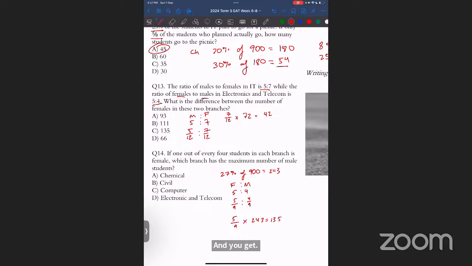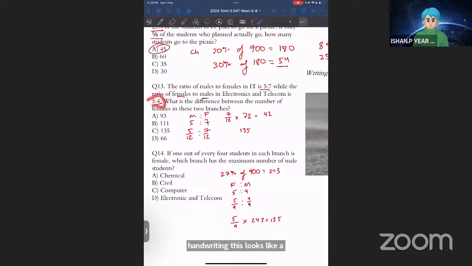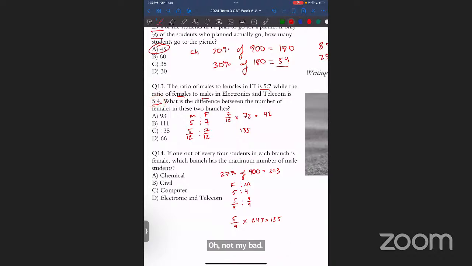Melvin, for the fractions, isn't it supposed to be 5/14? No, it's not. Because there is 5 females for every 4 males, so there's a total number of parts of 9 parts. I think you might have got confused because my handwriting, this looks like a 9, but this is a 4. Oh, my bad. Thank you. That's all good. Yeah, so 5 ninths of 243 is 135, and then 135 minus 42, that gives me 93. So the answer is A.